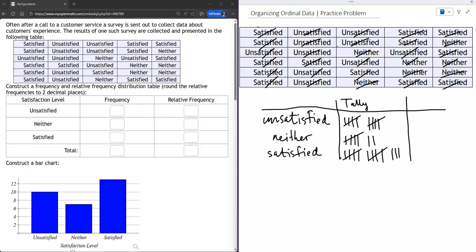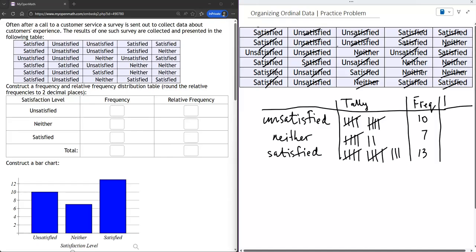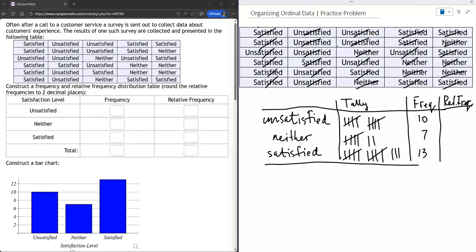Now that we have all the tally, we can compute frequencies. So we add them all up. And then we can compute the relative frequency. We compute the relative frequency by taking the total, which is 30, and dividing each frequency by the total. For this, you may need a calculator.